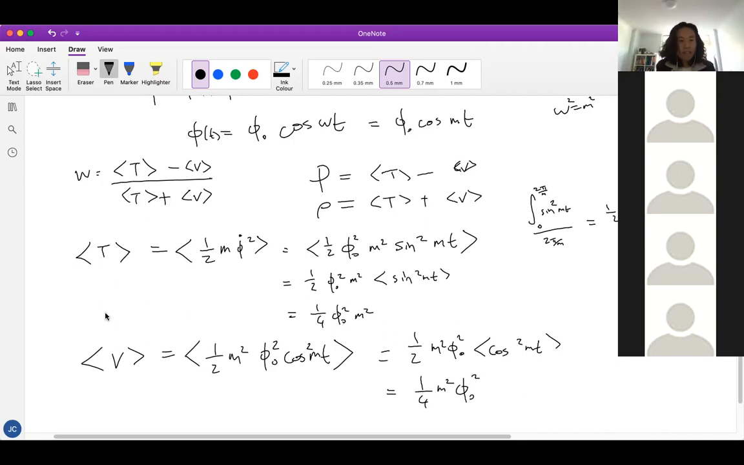So T is obviously equal to V, looking at these two results. That means our equation of state is actually 0. What this tells us is that the inflaton field at this point acts like a pressureless gas, or pressureless dust.